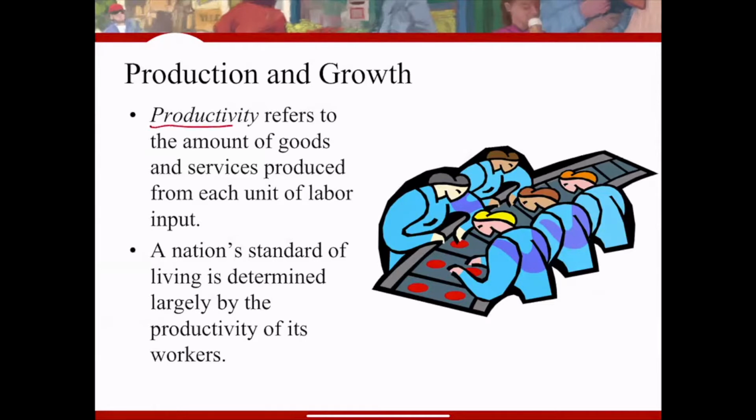By definition, productivity refers to the amount of goods and services produced from each unit of labor input. You may recall from microeconomics that the production function is a function of labor and capital, right? That is for an individual firm. Since in macroeconomics we are looking at the economy as a whole, we look at the production function from a different aspect, as you will see later. The standard of living for a country is determined largely by the productivity of its workers.